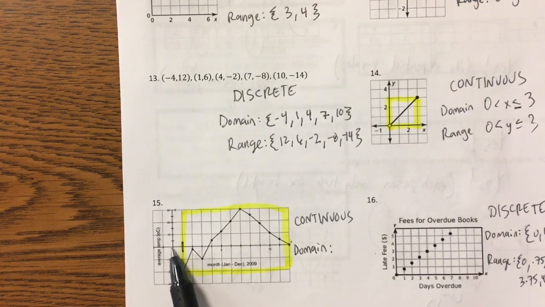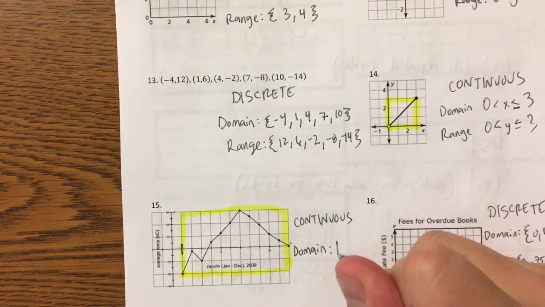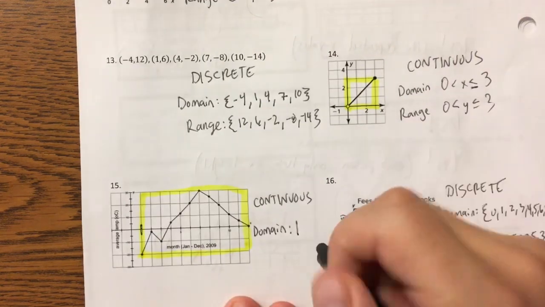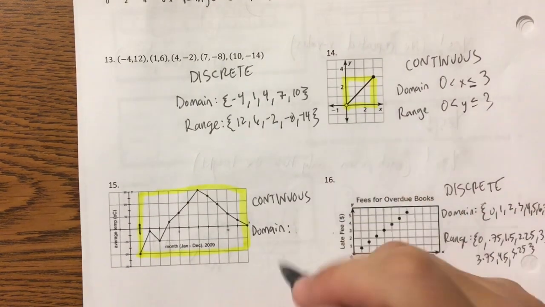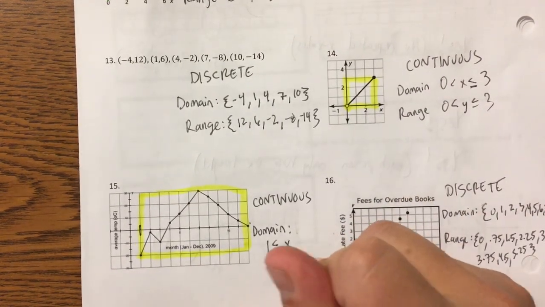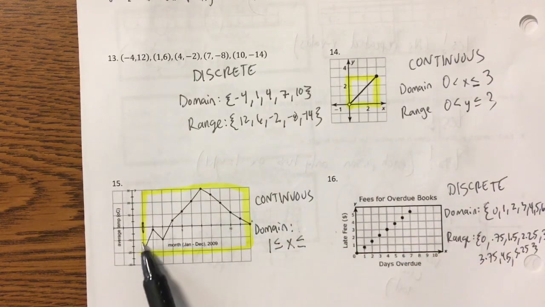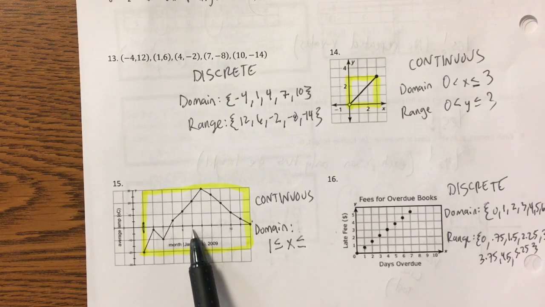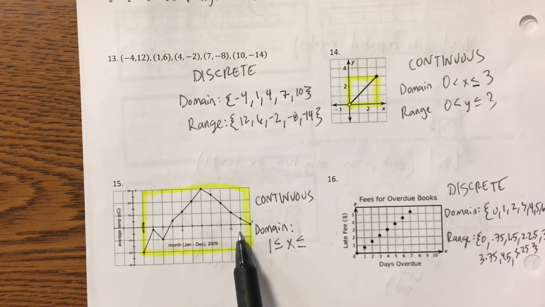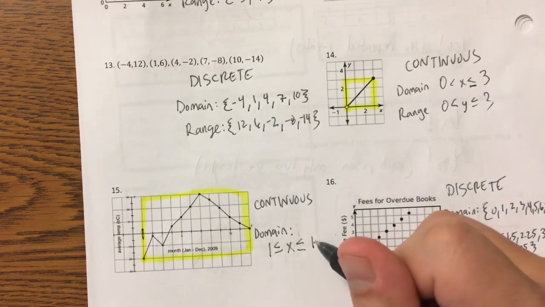0. Well, 0's here. 1. It's 1, right? Because here's 5. And it's really small, kind of hard to see. 1, 2, 3, 4, 5. So this is 1. So the domain goes from 1 to what? Is it 1, 2, 3, 4? Yeah, 1, 2, 3, 4, 5, 6, 7, 8, 9, 10, 11, 12.